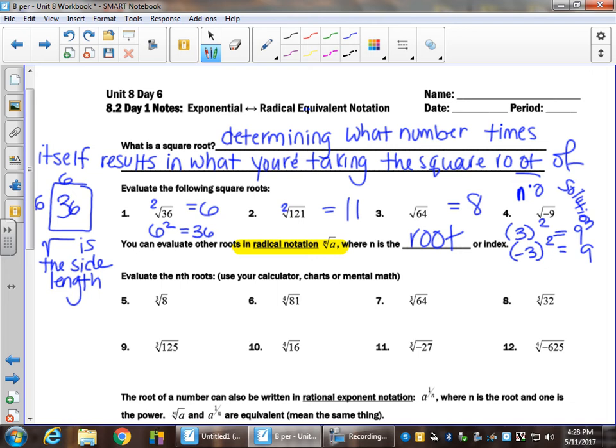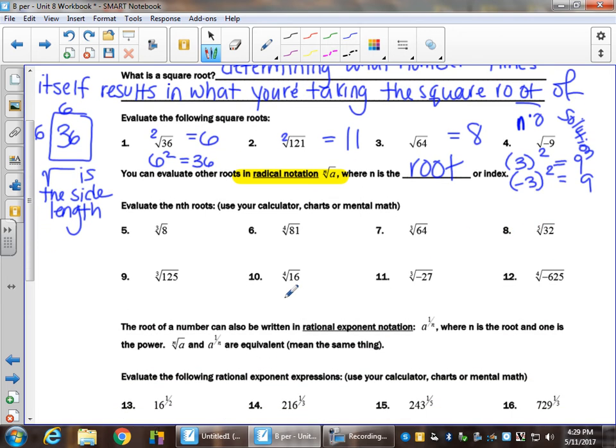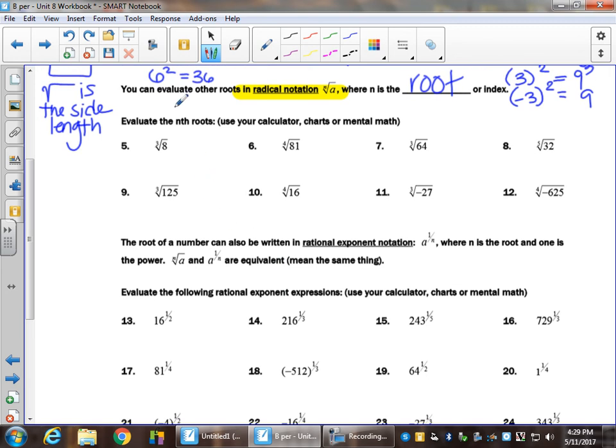But there's not just square root possible. If we start looking at numbers 5 through 12, we'll observe that. Notice all of those other little numbers. In number 5, I see that I am not taking the square root. I see that I am taking the third root. In number 6, fourth root. Number 8, fifth root. So let's see how this is going to work. The directions say evaluate the nth root, because here the numbers are changing. Third root, fourth root, fifth root. Well, how are we going to do that? And here it says use your calculator, charts, or mental math. We're going to focus on using our chart and mental math.